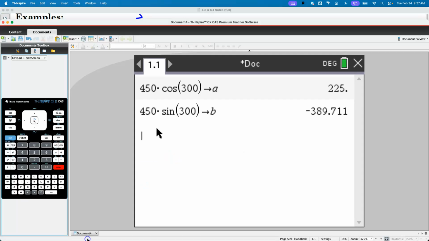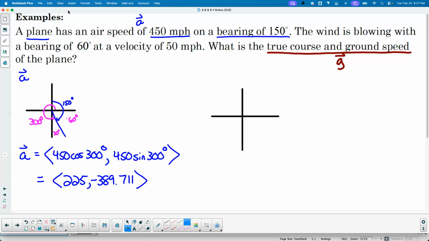Make sure I got that right. $389, $711. Yep. With me on that so far? Okay. Now we've got the wind blowing with a bearing of 60 degrees at a velocity of 50 miles per hour.